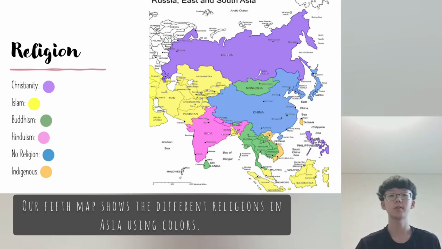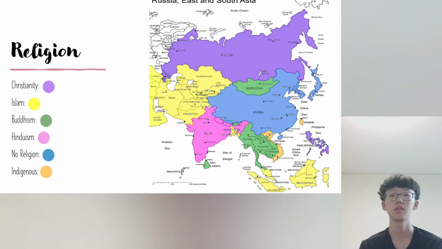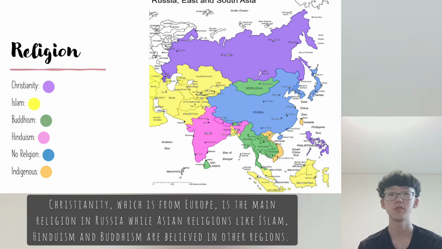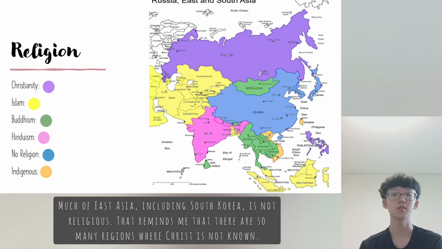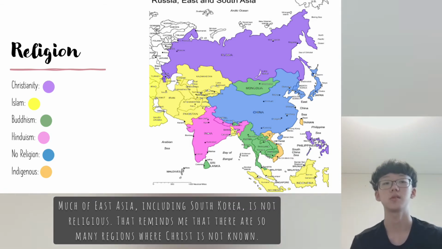Our fifth map shows the different religions in Asia using colors. Christianity, which is from Europe, is the main religion in Russia, while Asian religions like Islam, Buddhism, and Hinduism are believed in other regions. Much of East Asia, including South Korea, is not religious, so that reminds me that there are so many regions where Christ is not known.